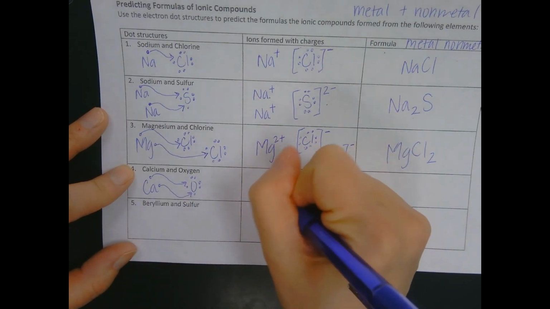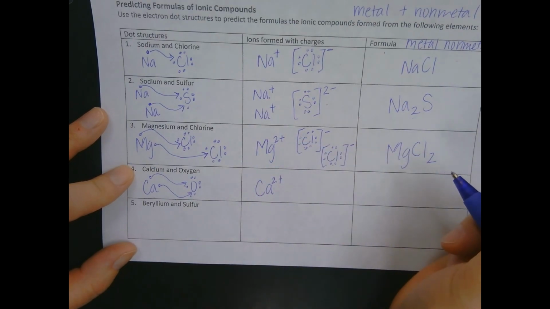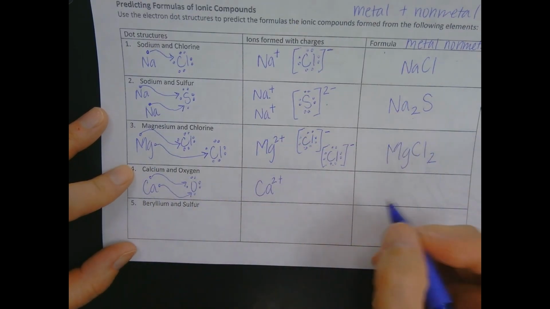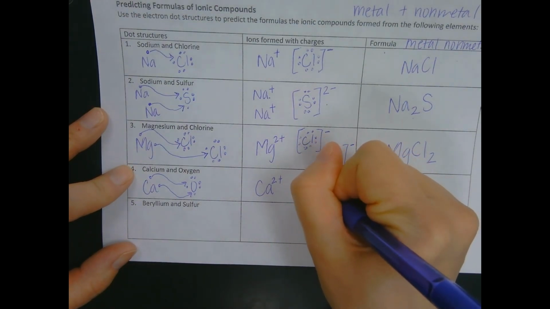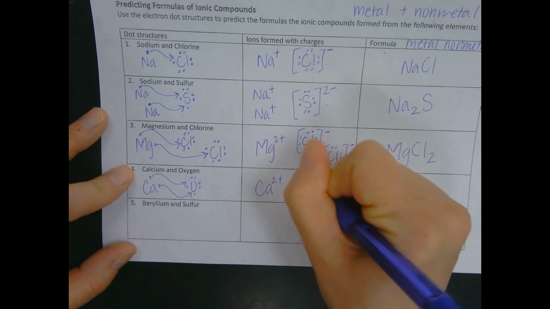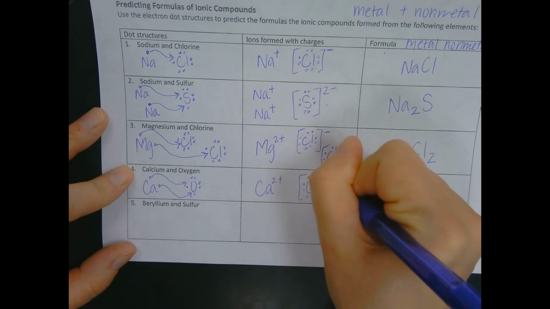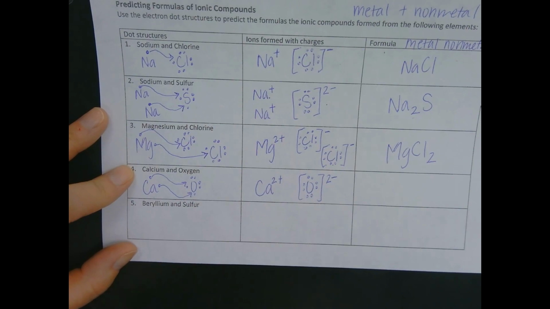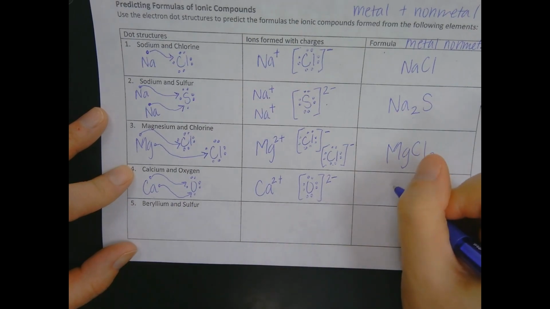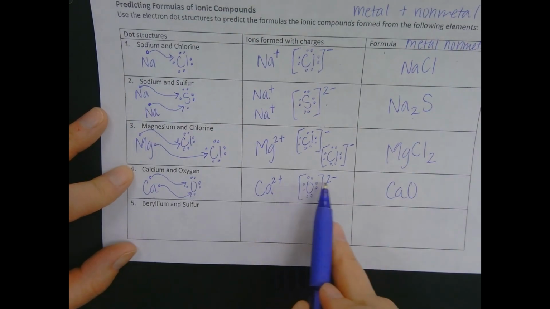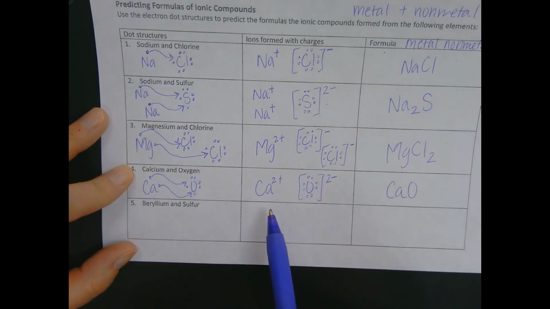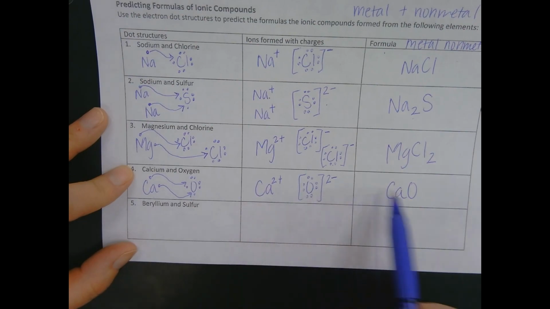So calcium has a 2 plus charge because it got rid of 2 electrons. And oxygen has a full valence shell with a 2 minus charge. Okay, so if I write my formula, I have 1 calcium, Ca, with 1 oxygen, O. And even though the charges are 2 plus and 2 minus, I only have 1 ion of each one, so CaO.